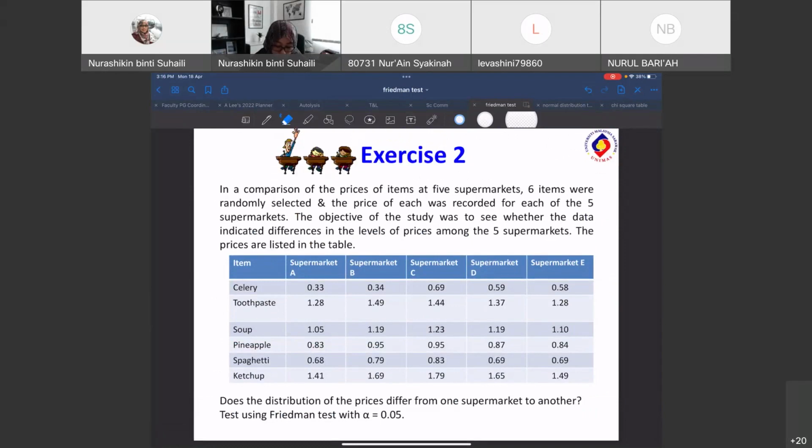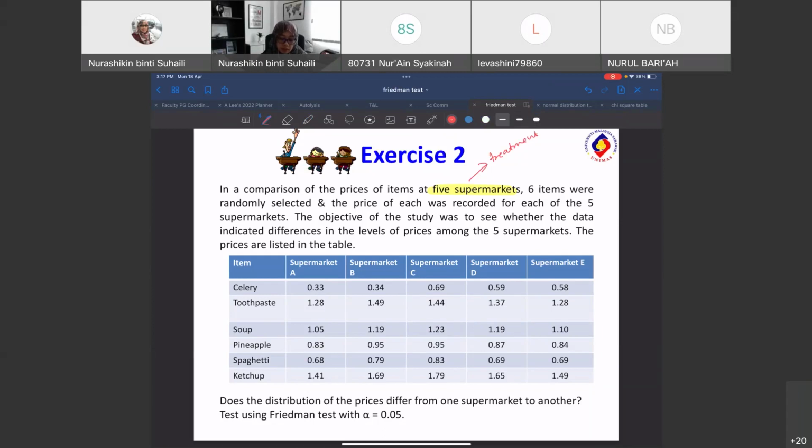In a comparison of the prices of items at 5 supermarkets. So obviously we are comparing supermarkets. So from there, you know that this is actually the treatment. Okay, so that's why you have to understand the problem carefully, what you are comparing. So this one, obviously, is the treatment. So that's how you identify the treatment. So the next factor will be the block.